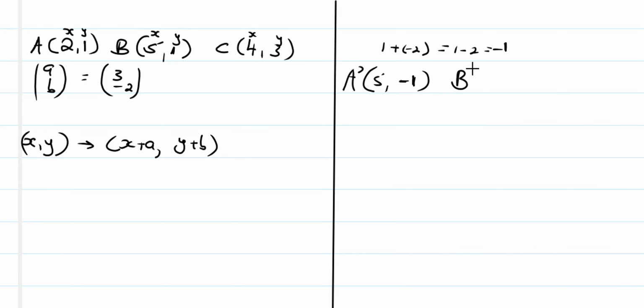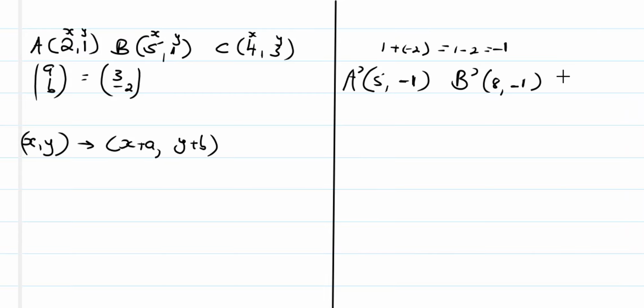And then we go to point B. In point B, we have x is 5. And then, of course, we know our a is 3. So it becomes 5 plus 3, which is 8. And then we go to y, which is 1. But now 1 plus -2, the same story, which is 1 minus 2, -1.